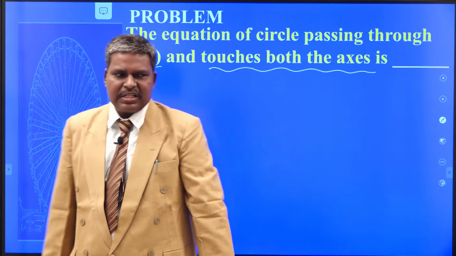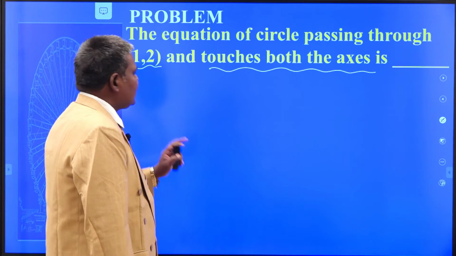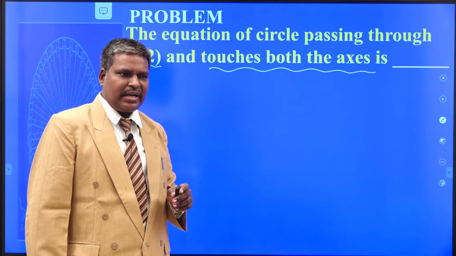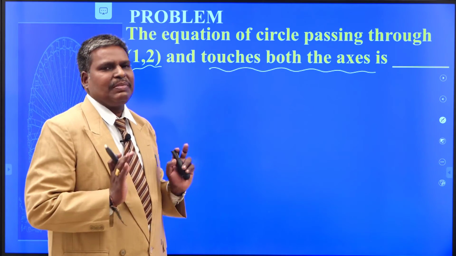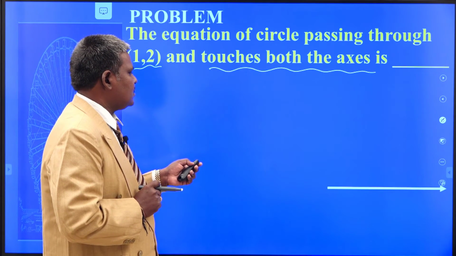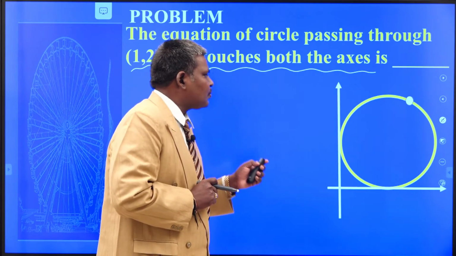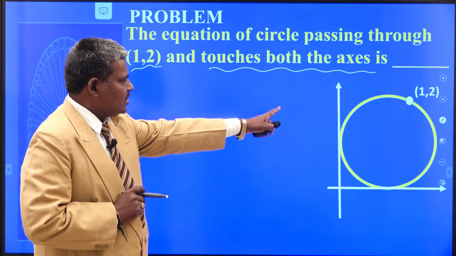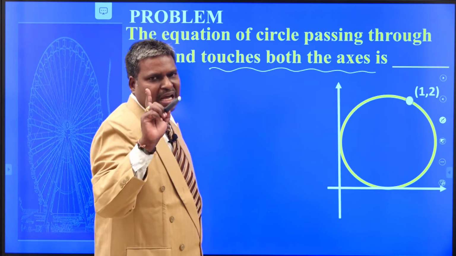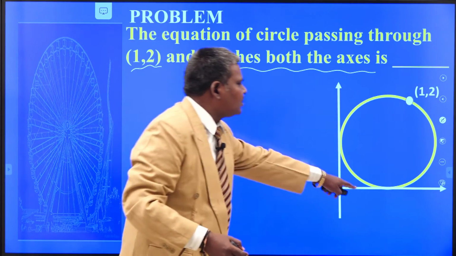Imagine yourself, the circle is in which quadrant? I am asking you. The circle is in which quadrant? Because your point 1 comma 2 is in the first quadrant, immediately your entire circle must and should be in the first quadrant. See the diagram. This is your x-axis, y-axis. This is your required circle passing through the point 1 comma 2 as shown in this figure. This is 1 comma 2. Your circle must and should be passing through the point 1 comma 2. At the same time, that touches both the coordinate axes.